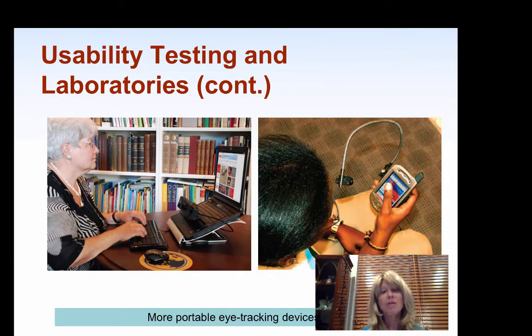Okay, so these were some other examples of usability testing that are more automated. This is an example of eye tracking, where you're actually tracking the person's eyes as they're moving through the screen. Where do they start? Where do they go?